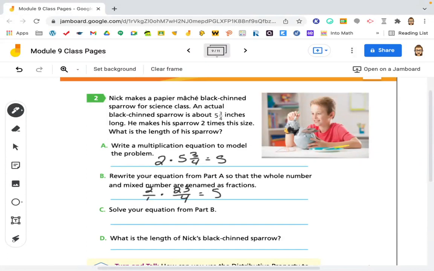And then we solve our equation. So 2 times 23 is 46. 1 times 4 is 4. So the length of Nick's black chin sparrow is 46 fourths, or, let's be inches, or 4 goes into 46 11 times with 2 left over.